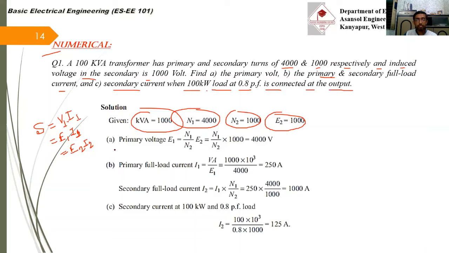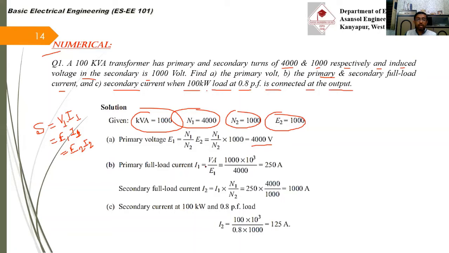Clear? Now, the kVA rating is known to us. Primary voltage, is it known? No. The secondary voltage is known to us. So we have to calculate the primary voltage first. Now, how to calculate the primary voltage? From the turns ratio relation, that is E1 equals N1 by N2 into E2. Then you will find that the E1 value is 4000 volt.